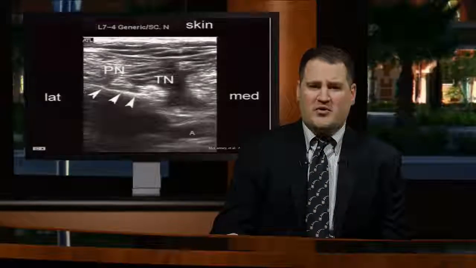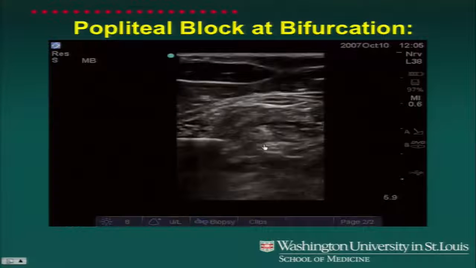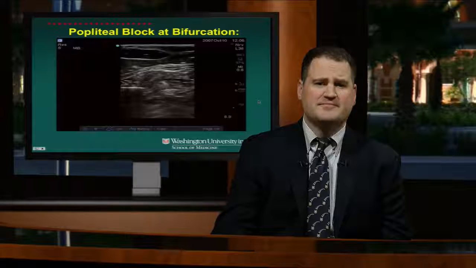Again, another approach showing the peroneal and tibial, a nice little figure 8 pattern here of the tibial and peroneal components. You could see great spread around both components. Again, we see another popliteal block at the bifurcation from another patient with good haloing effect of this local anesthetic.